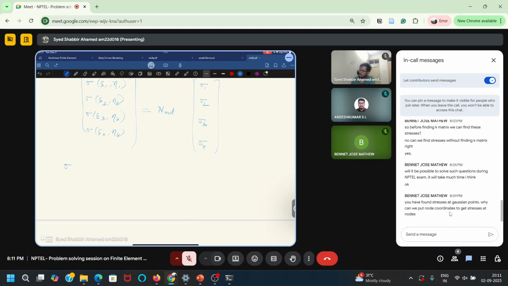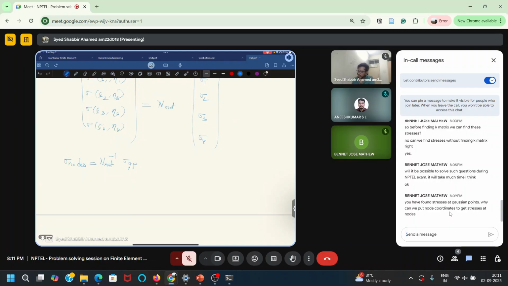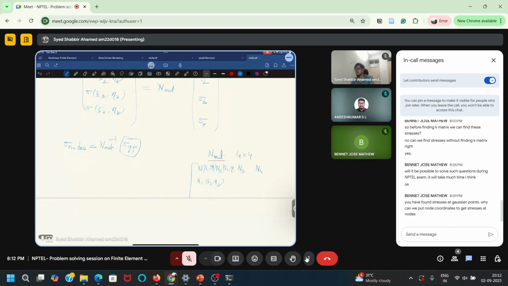So I can take sigma nodes equals N mat inverse into sigma GP. Here N mat is a 4 cross 4 matrix because you are evaluating N1, N2, N3, N4 at each Gauss point. Eta 1, eta 1, like that; N1, eta 2, eta 2, like this. So at 4 Gauss points, you will evaluate and you will get this matrix. And if you invert this matrix and if you know this sigma GP, you will get sigma nodes. So that's how you can extrapolate from Gauss points to the nodes.